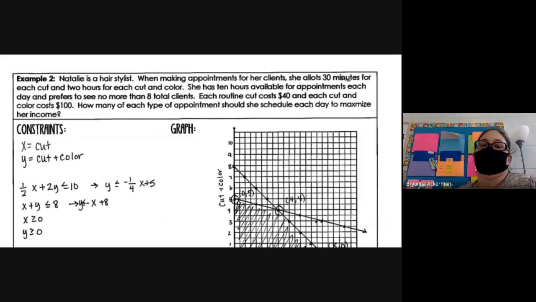And then this is one that we didn't really talk about, but you can't have negative numbers. So just know that you can't have negative customers, okay? So we just put that here to show that X and Y can't be negative. And really, they can't be less than 0 at all. You can't have half a person, right? Okay? So that's why we put that there, just in case.